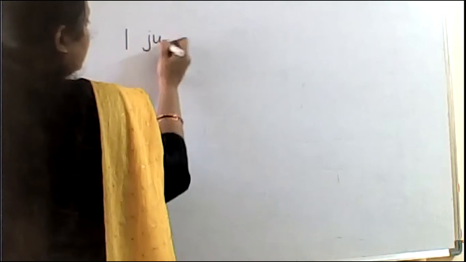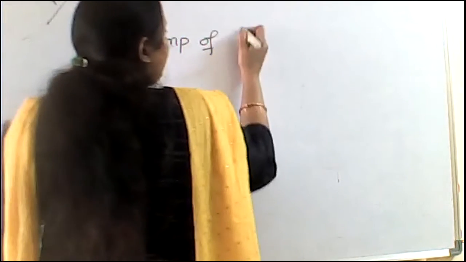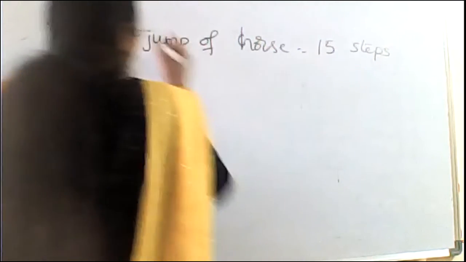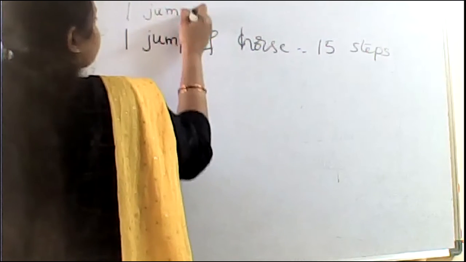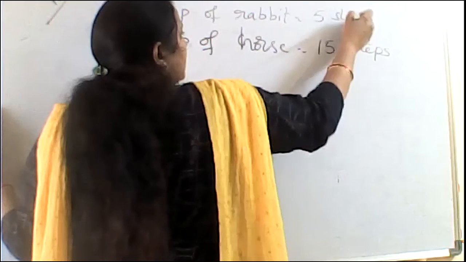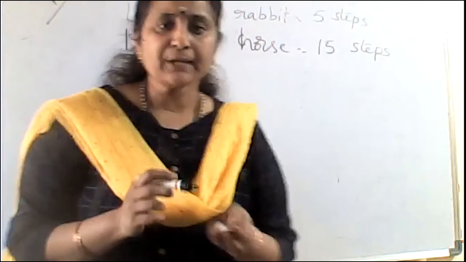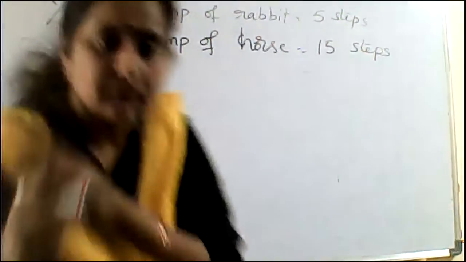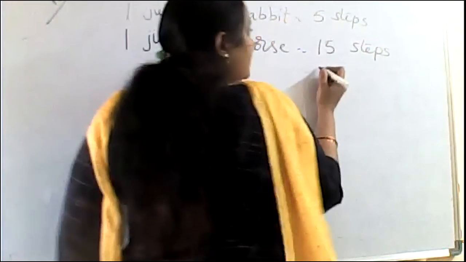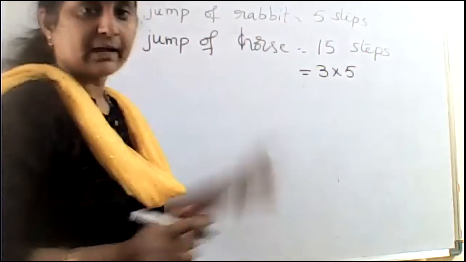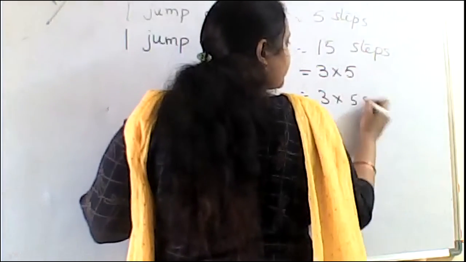15, ma'am. How many steps? 15, ma'am. One jump of horse is 15. One jump of rabbit is 5 steps. Okay. This 15, how can we write it, ma'am? 3 times 5 is 15. So that means 3 into 5 steps.